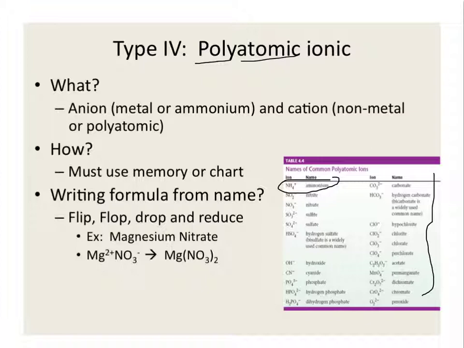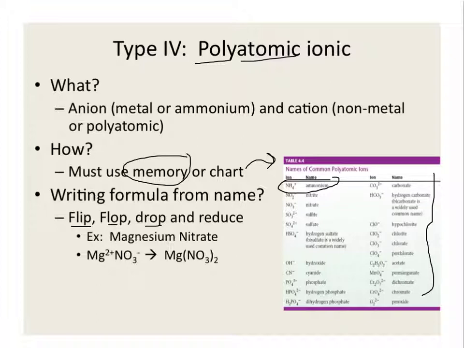So how do we name these? You've got to use your memory. There's 7 that I ask you to memorize, or this chart right here. So we write the formula from their name, same as before, flip, flop, and drop, but you're not going to find these elements on the periodic table because they are groups of elements called polyatomic ions. They are not single elements.